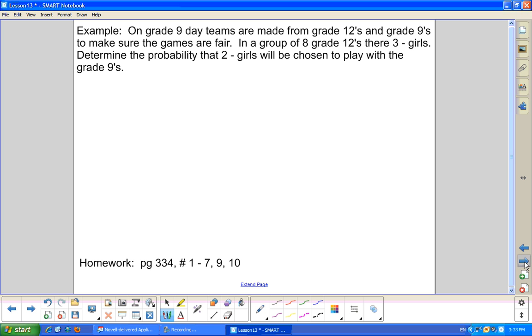So, again, what you need to do is identify what event A is. I'm not even going to state it as a probability. So A, event of first girl being chosen, and event B, event of second girl being chosen.